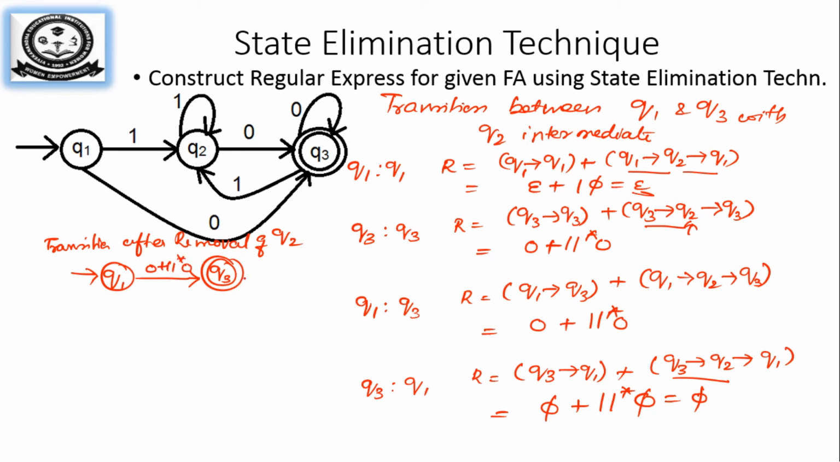Then Q3 to Q3 is a self transition with 0 plus 1 1 star 0. Then again Q3 to Q1, you don't have anything. It's an empty set, so you will remove this edge.